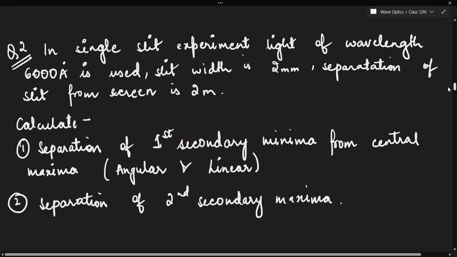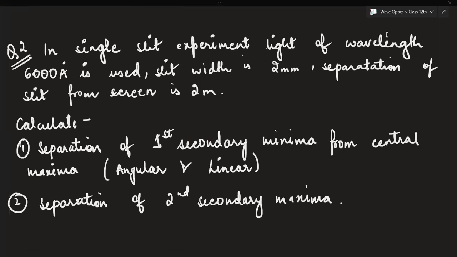In the experiment, light of wavelength 6000 angstrom is used. Slit width is given to you as 2 millimeters. Separation of slit from screen is given as 2 meters. So capital D, small d, lambda, all these are given. First minima you have to calculate, that is n is 1, and use the formula of minima that we have just written, angular and linear both.